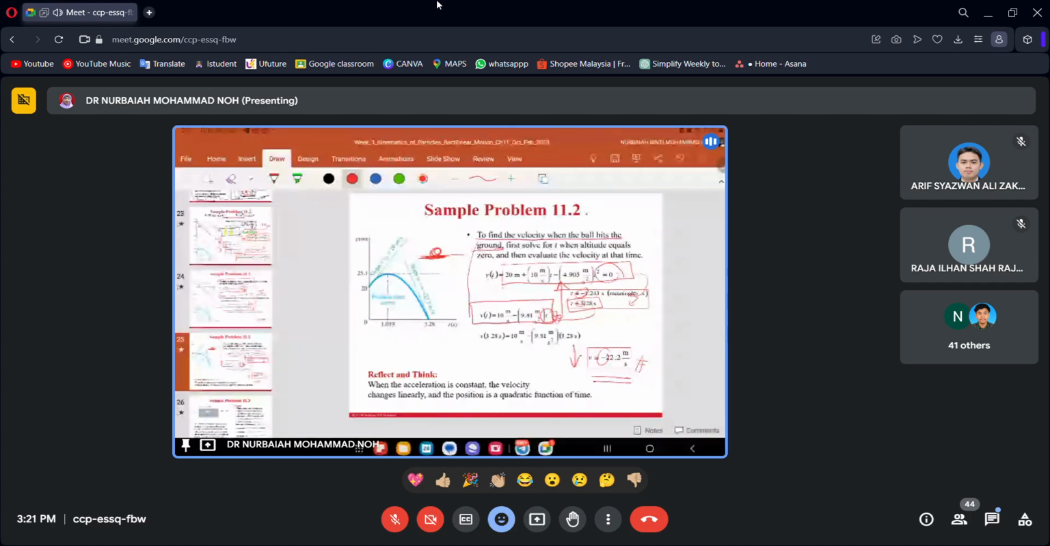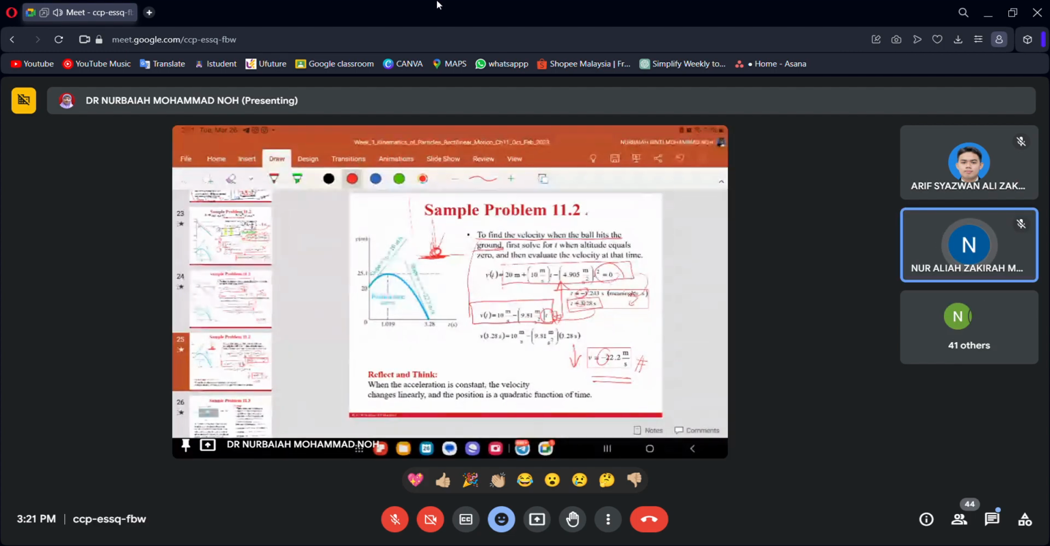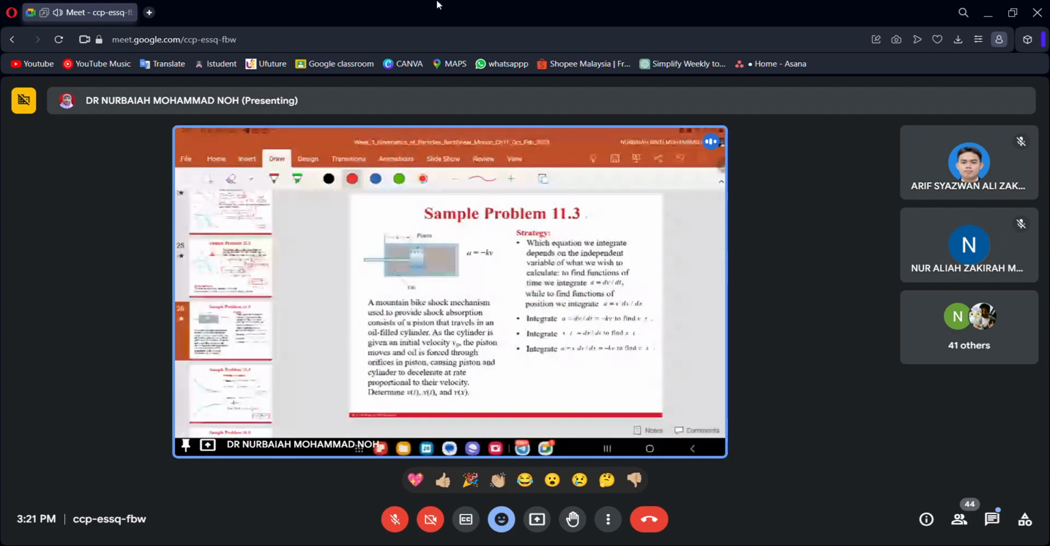Is it correct or not? Yes, but dia pergerakan dia ke bawah, daripada atas tadi dia go downward direction. Okay. Alright, so that's all for this sample problem. Any questions so far? No, Doctor. Okay, so now we move on to the next sample problem.